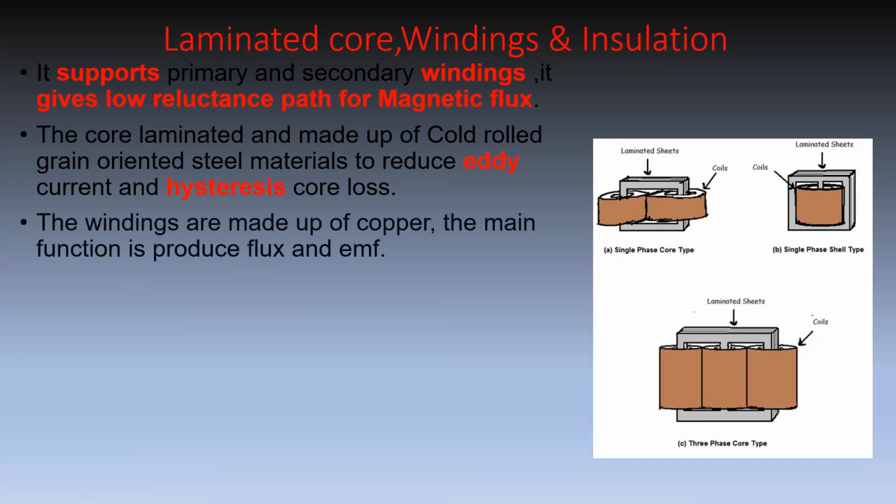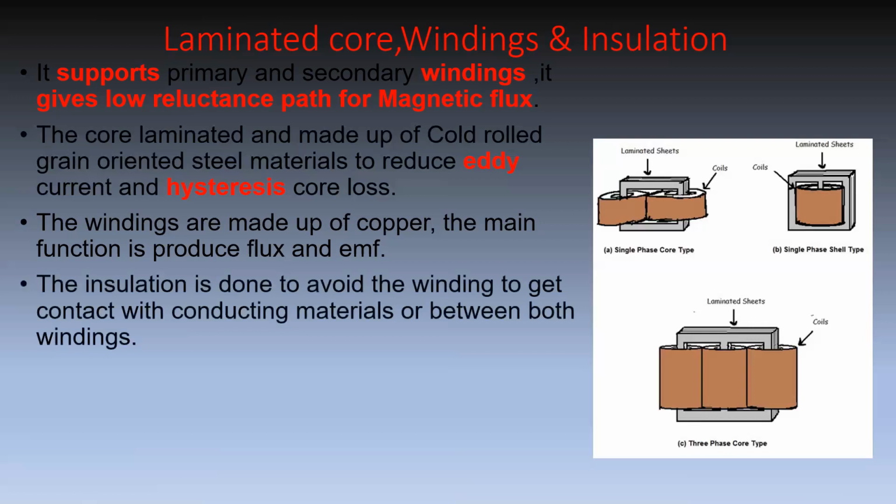And about the windings. Windings are generally made up of copper. The main function of the winding is to produce the flux, magnetic flux. When an alternating current is given to the primary winding, it produces a magnetic flux. And after that, an induced EMF is also created in the winding. So the main function of this is to produce the flux and to produce an EMF. And it is also mutually induced EMF to the secondary winding also. So this is the function of a winding.